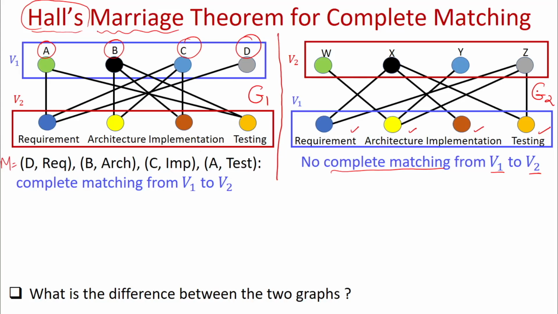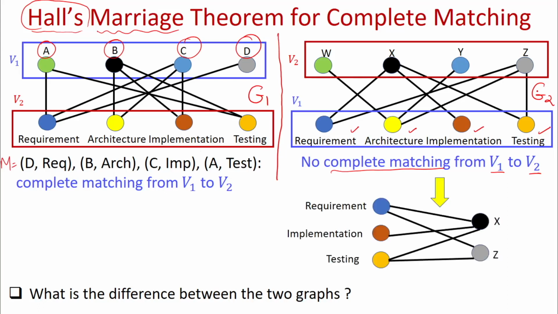So if you are wondering why a complete matching is possible in graph G1, but not possible in G2, what exactly is the difference? What exactly is the source of the problem in graph G2? Well, the source of the problem in graph G2 is this specific subportion of the graph. If you take this subportion, then we have three modules, namely the requirement module, implementation module, and testing module. And there are only two employees who can take care of these three modules, right?